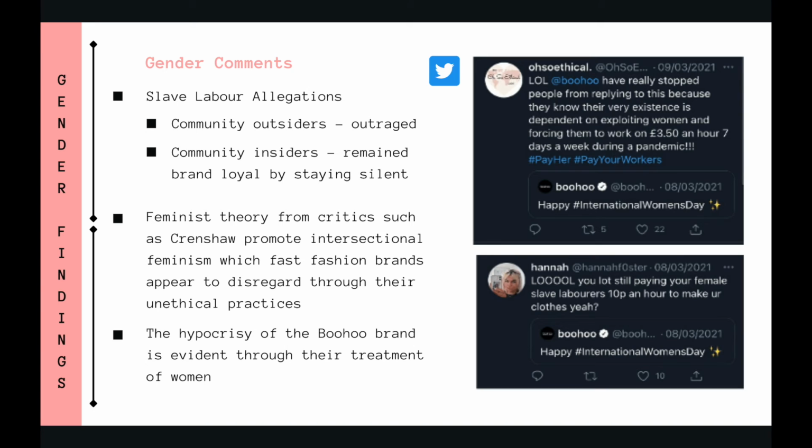They were even named one of the least sustainable fashion brands in the UK in a report published by the Environmental Audit Committee. The hypocrisy of the Boohoo brand is evident through their treatment of women. One example of this was seen under a post from the official Boohoo Twitter account on International Women's Day, which saw posts expressing hypocrisy of celebrating women when they allegedly do not pay their garment workers a living wage, most of whom are women. I will now pass over to Yusha, who will give an overview of our recommendations for the brand.